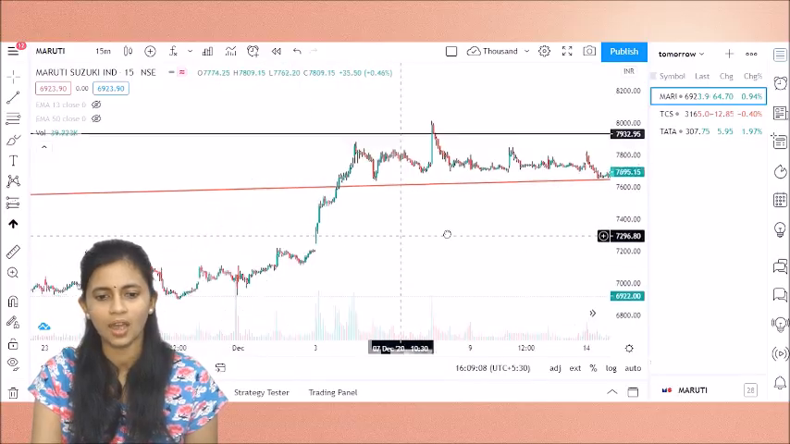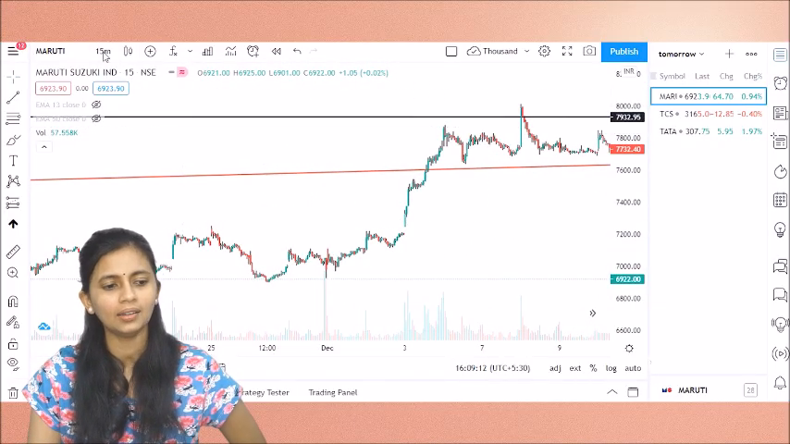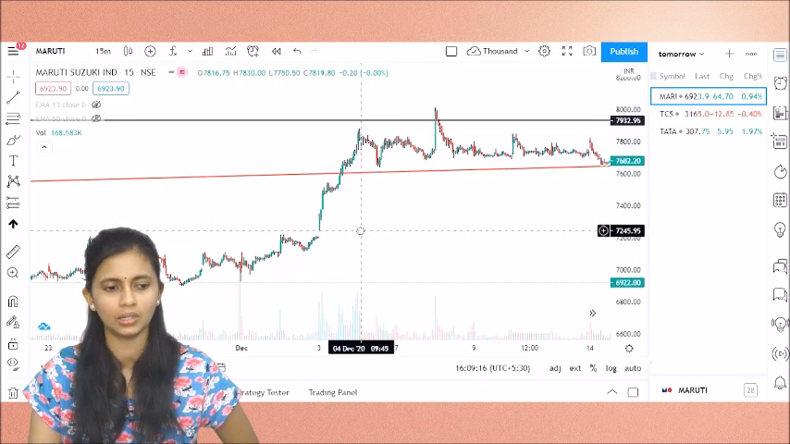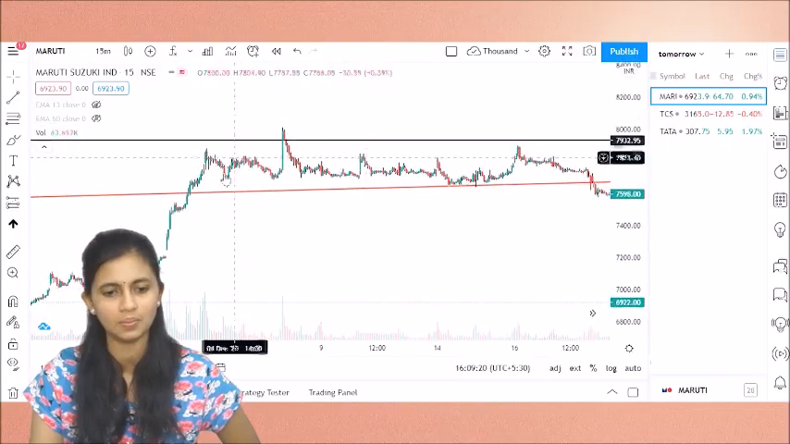So this is how you have to analyze the chart. Now if you are an intraday player, then you can change the time frame to 5 minutes, 15 minutes, or whatever is your strategy, and then analyze based on these lines which you have already kept ready.